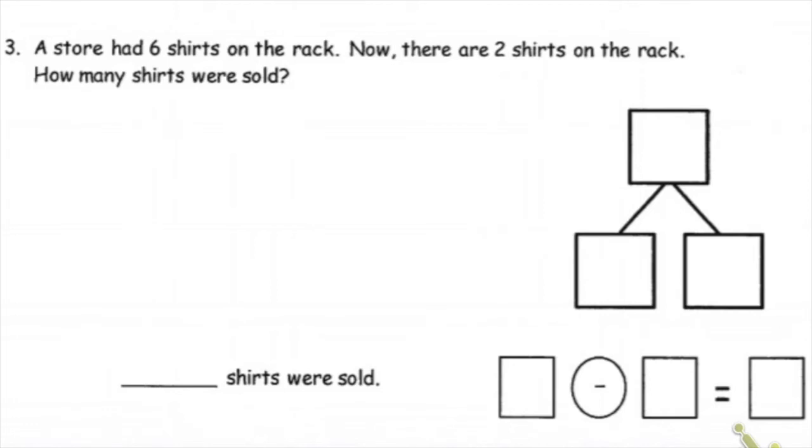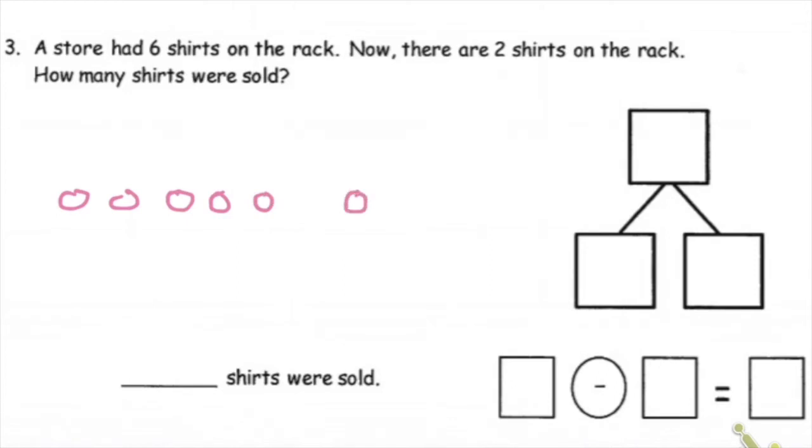So let's go ahead and read that again, and we're going to draw what we can draw, what we know. The first sentence says, a store had 6 shirts on the rack. Let's stop. What do we know? We know there were 6 shirts on the rack. So let's draw our 6. 1, 2, 3, 4, 5, 6.